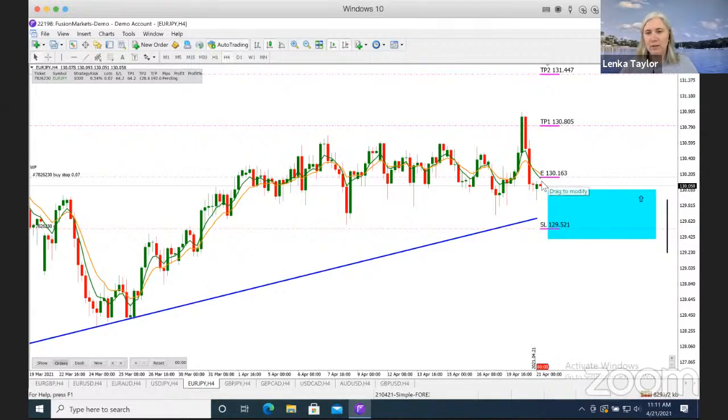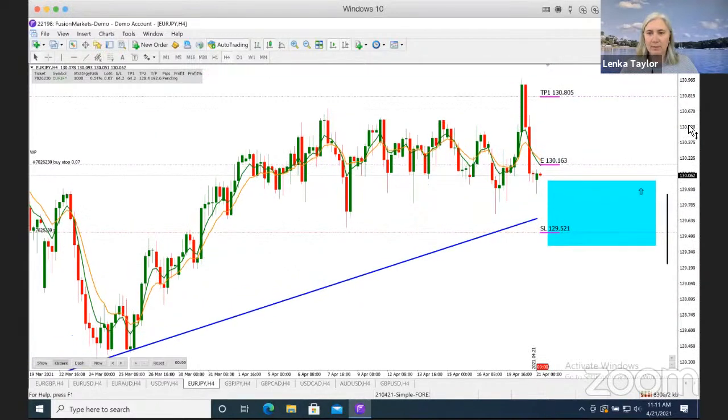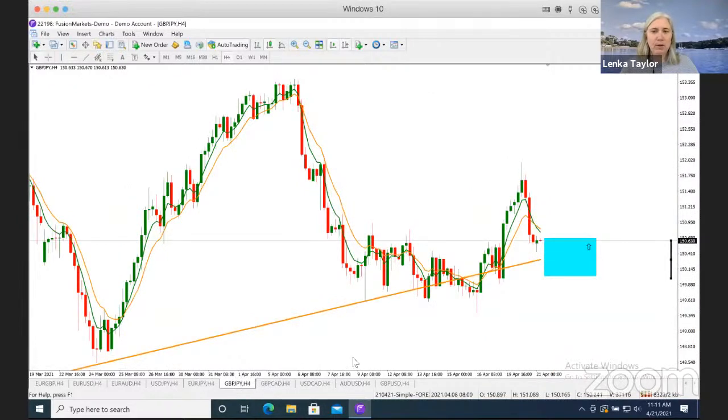And it's a conditional entry too. So it's only entering if the momentum keeps going and the price action keeps going up further from that setup there. Hope that helps. Okay, let's have a look at the next currency pair, GBP JPY.